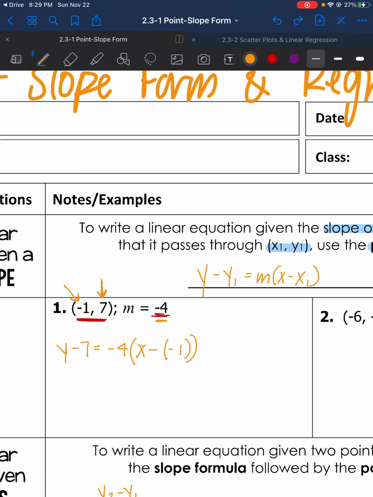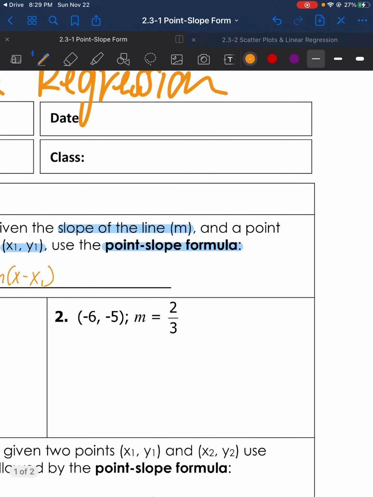Now we just simplify here. So let's simplify what's in the parentheses first. So we'll leave this side, y minus 7 is equal to -4. And then we have x minus -1, which is the same thing as x plus 1. The next thing we can do is distribute that -4 out front. So y minus 7 is equal to -4x minus 4. And then we'll add the 7 to both sides. We get y is equal to -4x plus 3. So I'll just write that in. We added 7, y equals -4x plus 3. And here is our final equation.